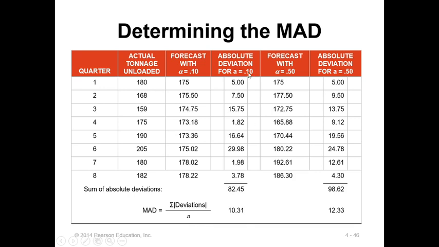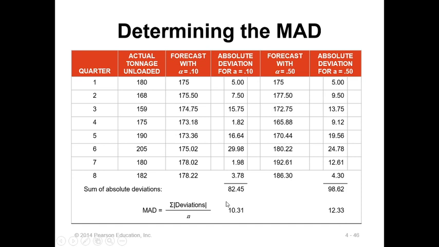This is for alpha equal to 0.10. But look, for the same example, the same values, but with a different alpha, alpha here is 0.50. We have a mean absolute deviation, I mean MAD, of 12.33, compared to 10.31. So we can conclude here that when alpha is larger, 0.50, compared to 0.10, the forecasting error, or the MAD, will be larger. That means it's better to use alpha as 0.10.